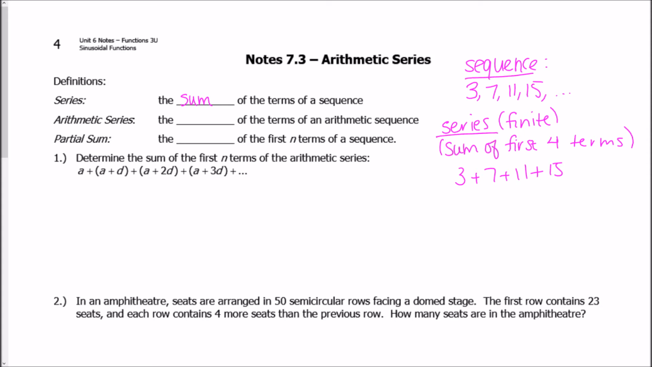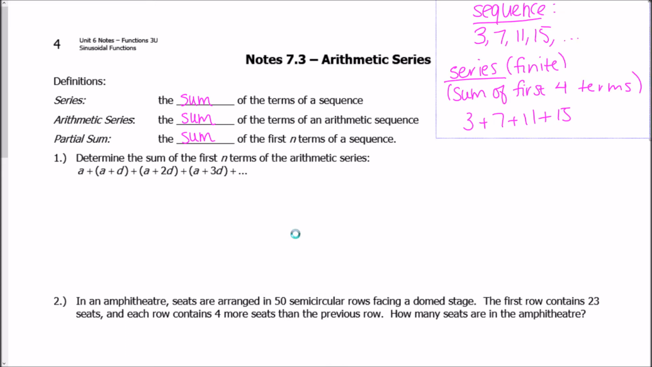But that would get annoying if we had a lot of terms. So we're going to figure out a way to actually find the sum without having to add up every single one of my terms. An arithmetic series is just the sum of the terms of an arithmetic sequence. And this is always going to be finite, because the infinite series will always be infinity for arithmetic. And a partial sum is the sum of the first n terms of a sequence.